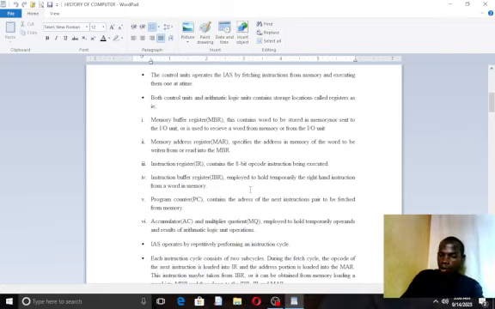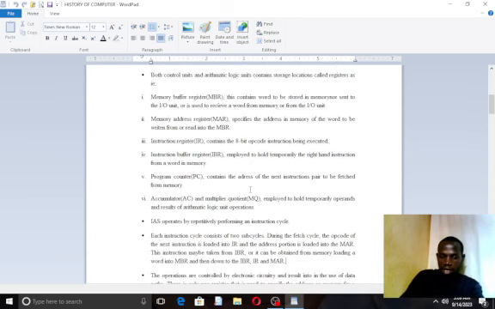and then the program counter, which contains the address of the next instruction to be fetched from the memory. It also consists of an accumulator and a multiplier quotient, which are employed to hold temporarily operands and results of arithmetic logic unit operations.